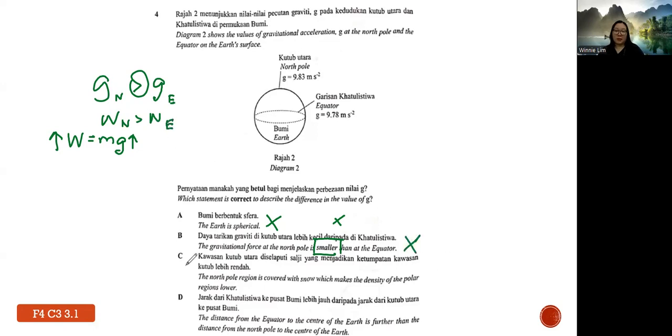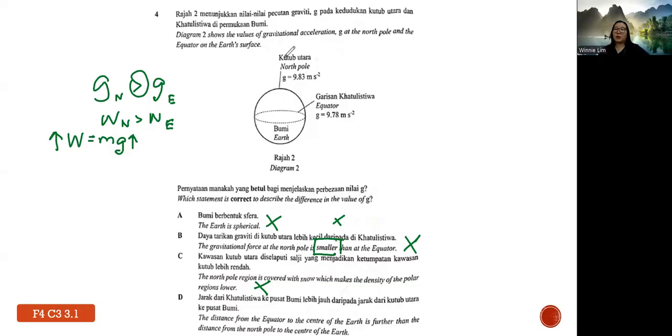Next, C. The North Pole region is covered with snow, which makes the density of the polar region lower. So it's not related to the idea of this value of g. So not related. And then lastly, the distance from the equator to the center of Earth is further than the distance from the North Pole to the center.